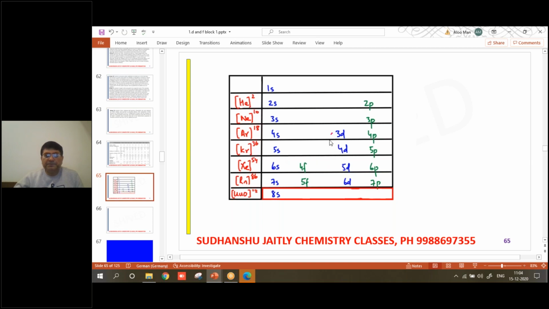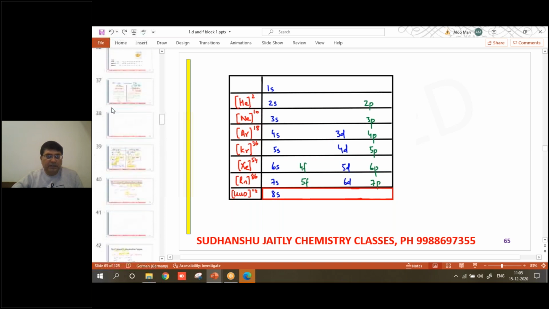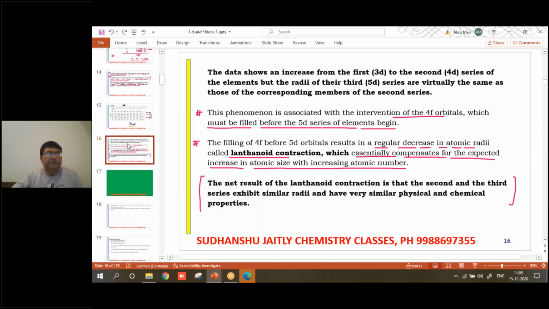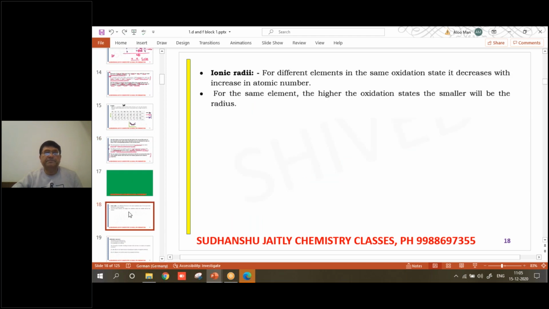As you move from this to this, what names came up? 4f. Adding electrons to 4f will decrease the size: lanthanide contraction. Therefore, 4d and 5d are going to have approximately similar sizes, my dear friends. Yes, that is what happens. Understood the concept? Let's move back to where we were originally.